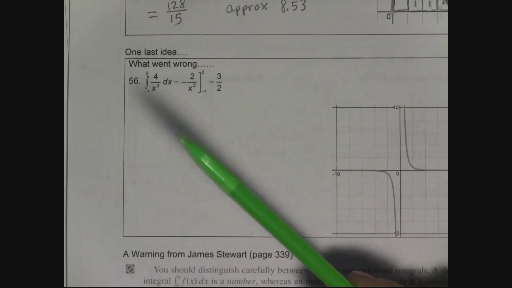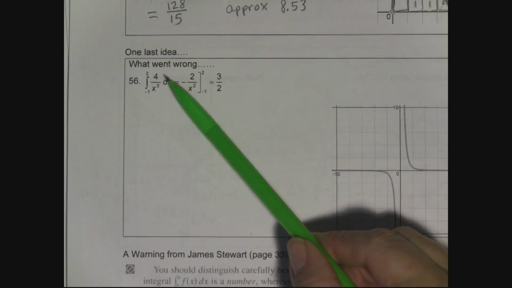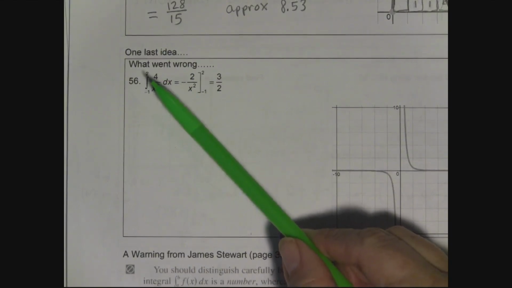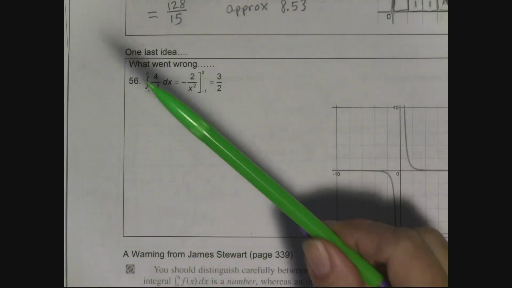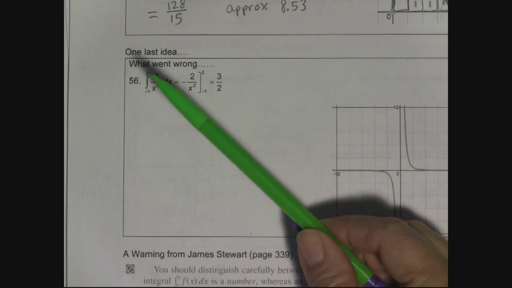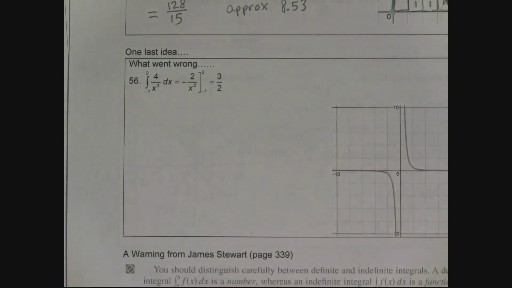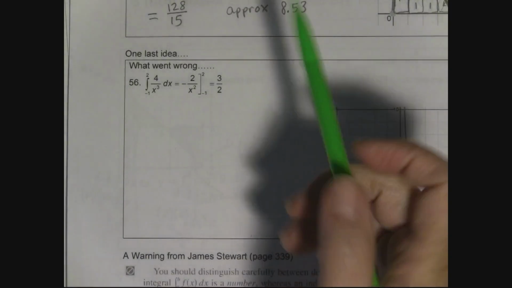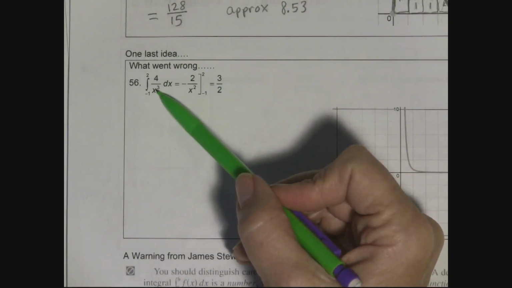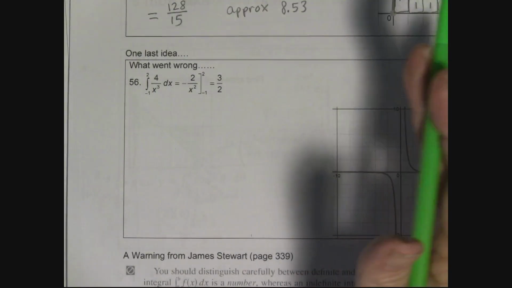This is a definite integral, and it's supposed to represent the area from -1 to 2. If I don't notice that between -1 and 2 is 0, and 0 makes my function undefined, and I just go blindly about it... Okay, so they found the antiderivative. They did not show you any work in finding the antiderivative. They just did it.